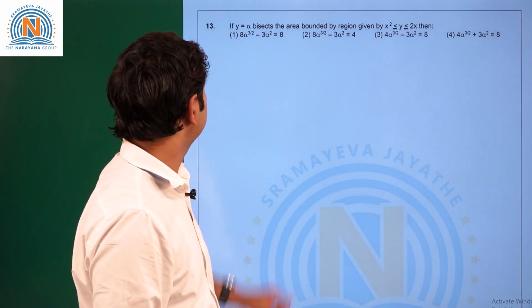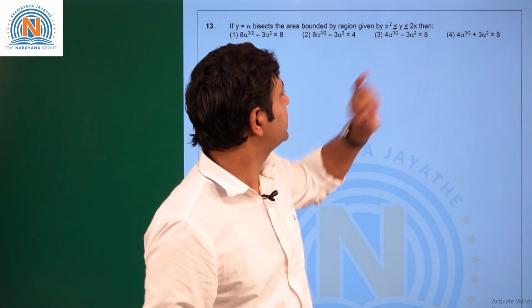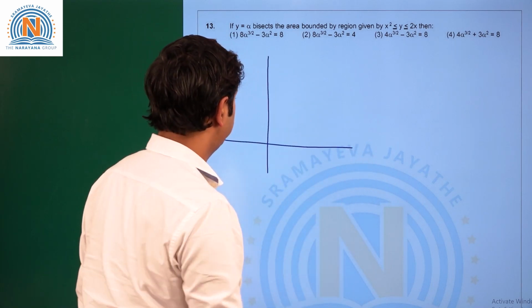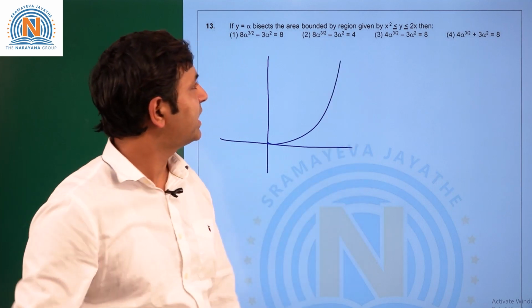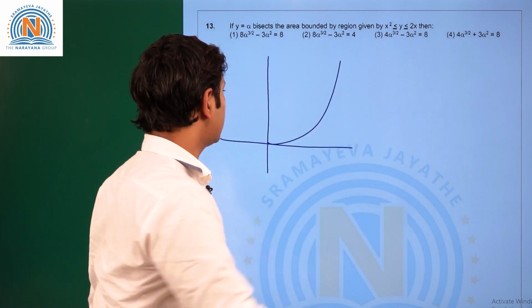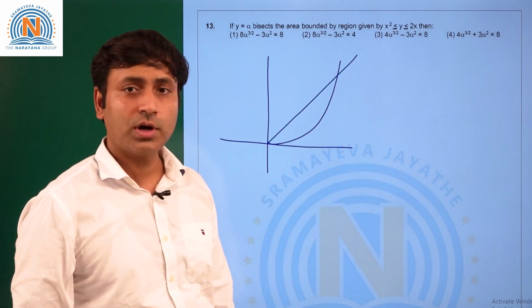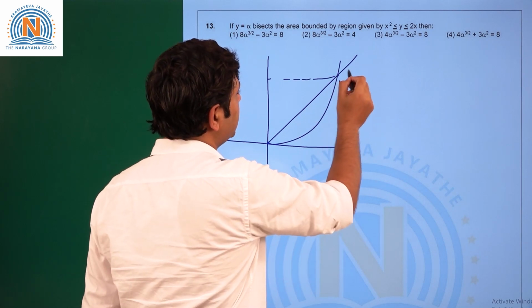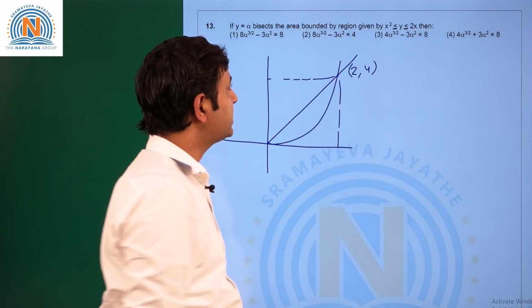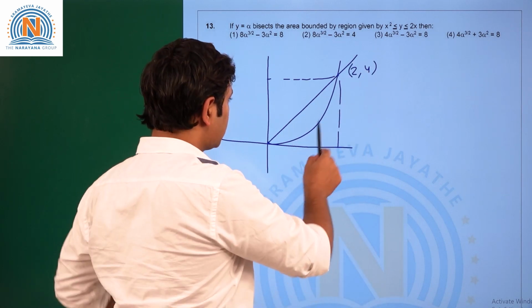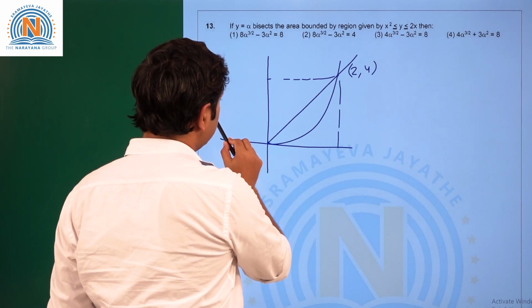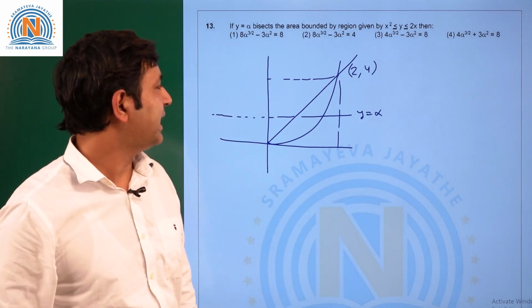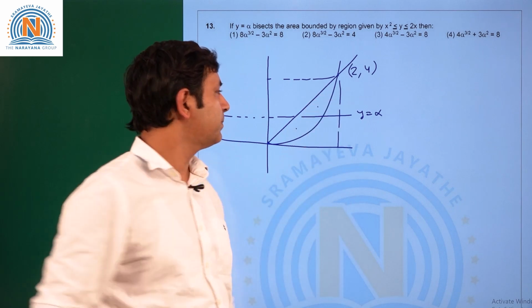Now we have an area question. Y is equal to alpha bisects the region given by these expressions. So let's draw this region. This is y is equal to x square and y is equal to 2x line. Notice that this point is 2, 4 where both the curves are meeting, and this area it's being talked about, and this horizontal line y is equal to alpha bisects this area, which means this area and this area both are equal.